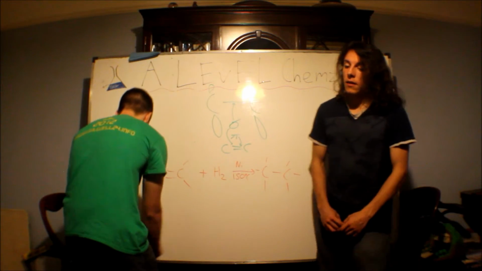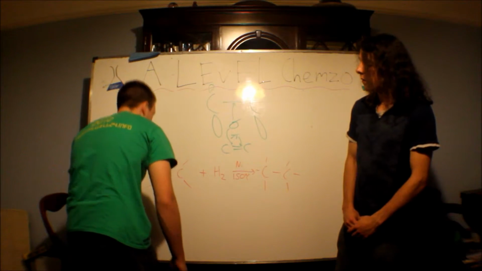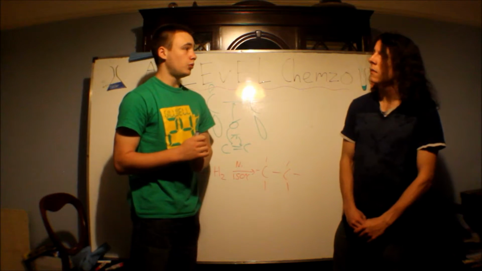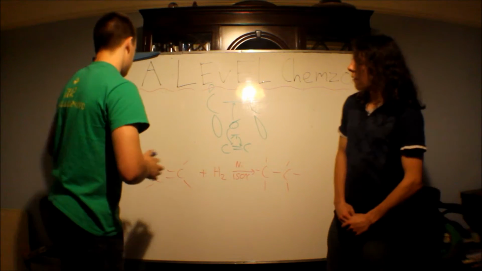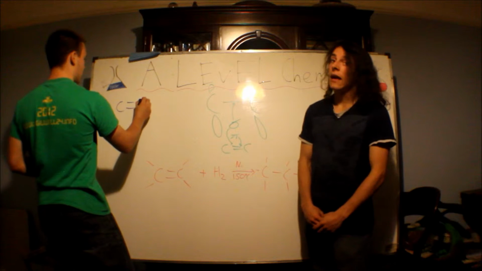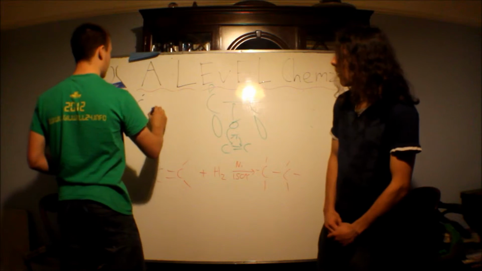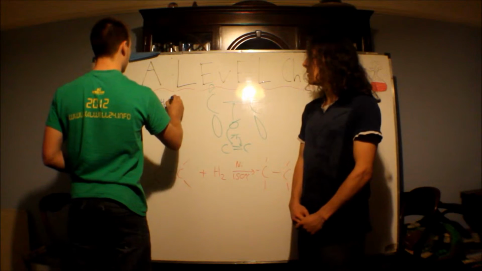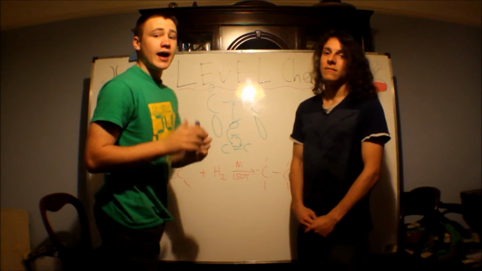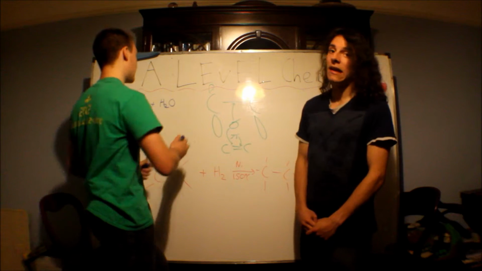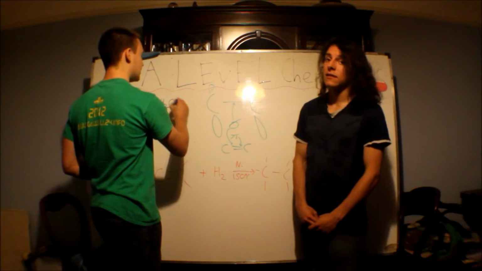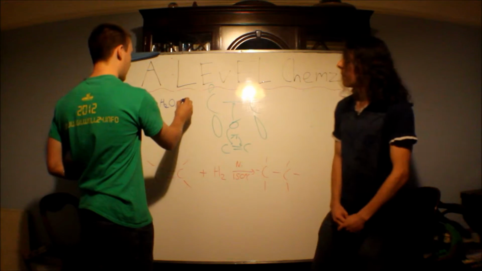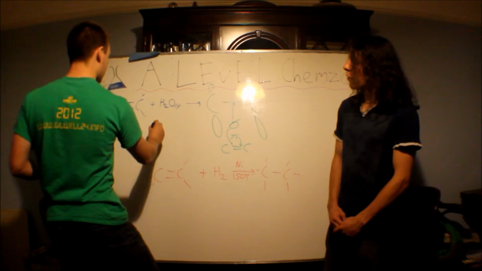There's another one that you need to know. We'll go on to the water one. Again, we have ethene, and then you react it with water. What state is water in? Water has to be steam in this case, so it has to be a gas, gaseous form.